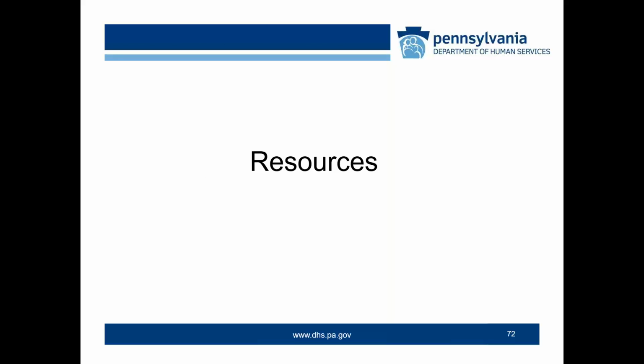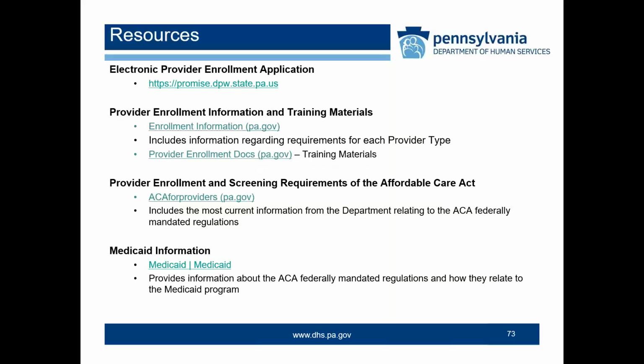And we'll talk about resources. So let's finish up with our resources. Again, to get that application, you want to go to the promise.dpw.state.pa.us website. And that's also where you can go to, that's the portal, and that's where you can also go to do your billing, check eligibility.